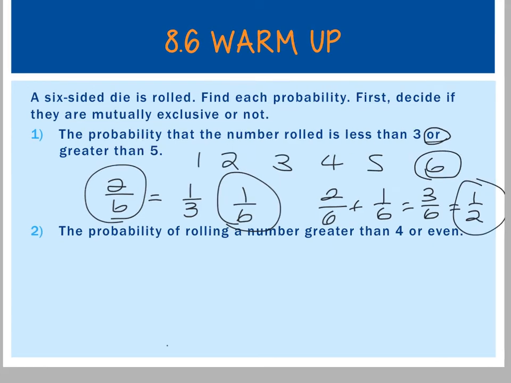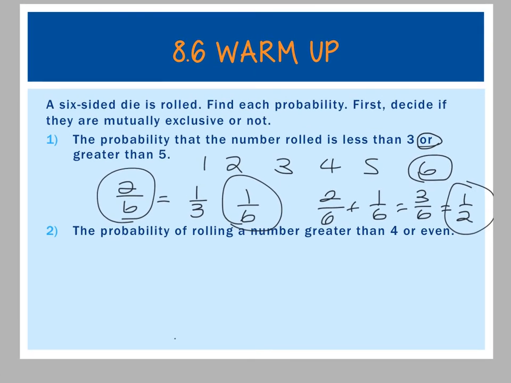Second question says the probability of rolling a number greater than 4 or even. So is a number greater than 4 or even mutually exclusive? No, they are not mutually exclusive. You can have a number that is greater than 4 and even, right? So this time we're going to do the probability that it's greater than 4 plus the probability that it's even minus the probability that it is both greater than 4 and even.